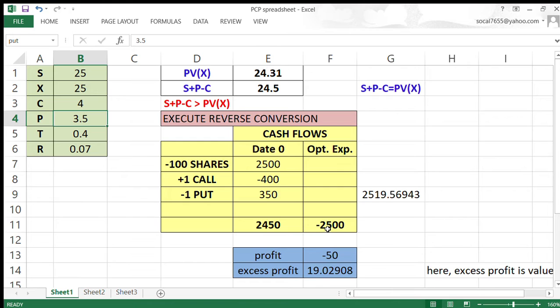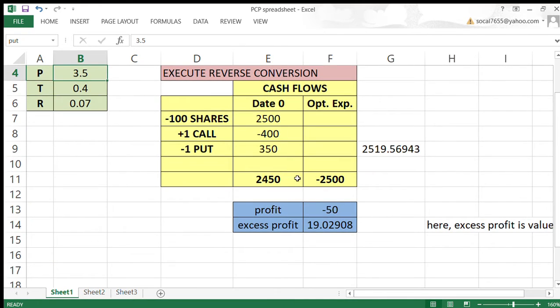Now at option expiration, we're not surprised that since we have a reverse conversion, rather than having a cash inflow, we'll be left with a cash outflow of minus X times 100, in this case minus 2,500. So obviously we're getting 24.50, and we're going to have to pay 2,500 at option expiration. If we look at it like an accountant, which is not a good way to look at it, we have a profit of minus 50, but we know that's not true, because what we're going to do with this 24.50 is invest it at a return of 7% CCR for 4/10 of a year.